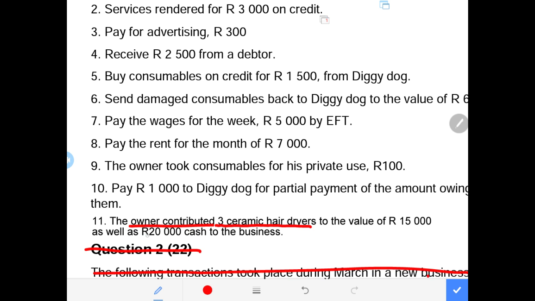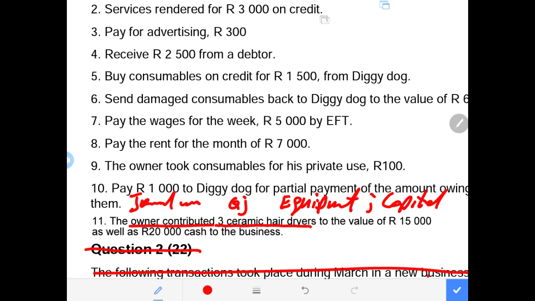Because this is capital contribution, capital will be affected on the credit side, and this will be a general journal. General journal account to be debited will be equipment. Account to be credited will be capital, and it will be our general journal. Then we'll have our journal voucher. Remember, in the general journal we have our journal voucher.